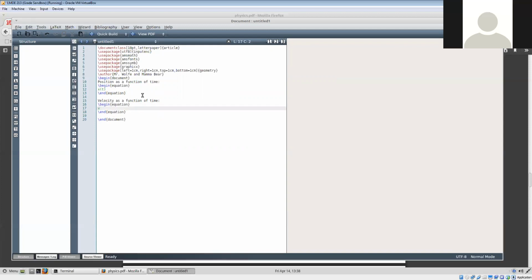All right, so velocity as a function of time is going to be equal to the derivative of x with respect to t. Manually, what I would do is write a fraction. So there's a frac. The numerator is going to be a d. The denominator is going to be a dt. And then I'm going to do x of t.